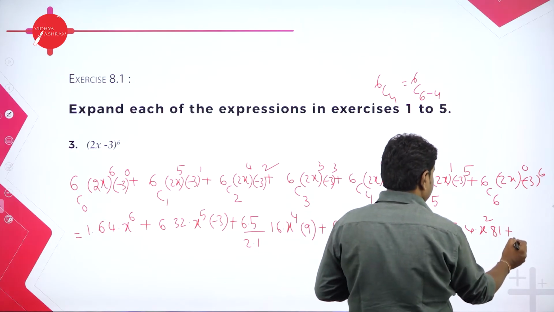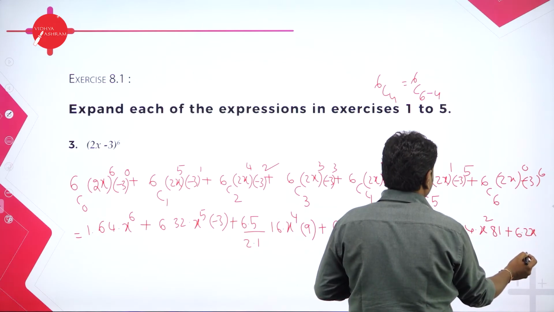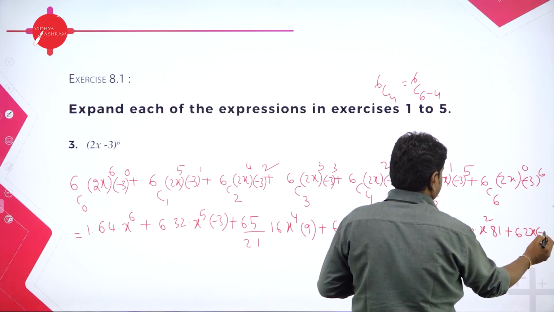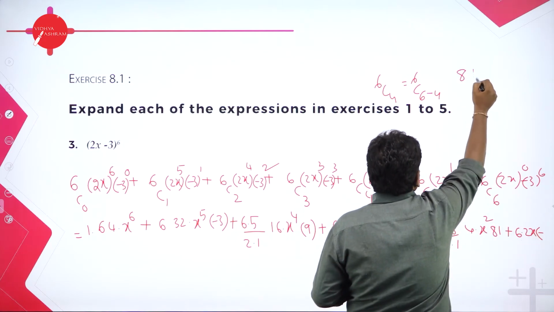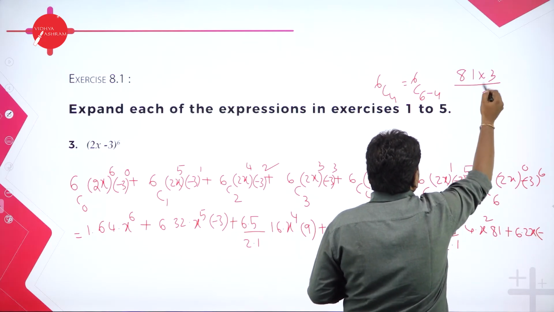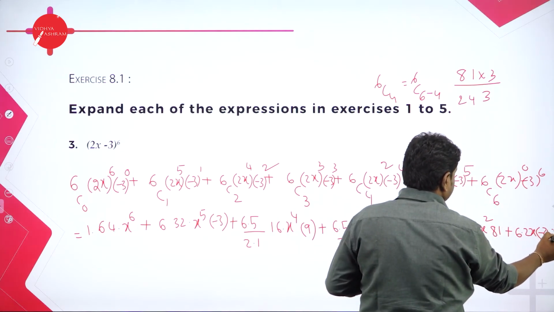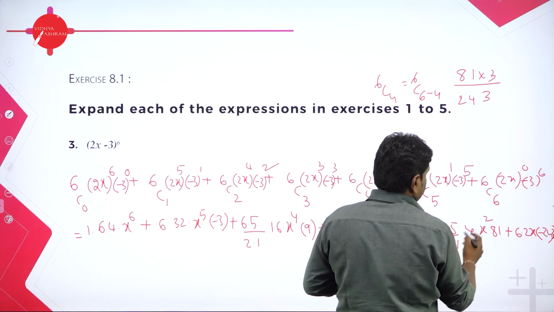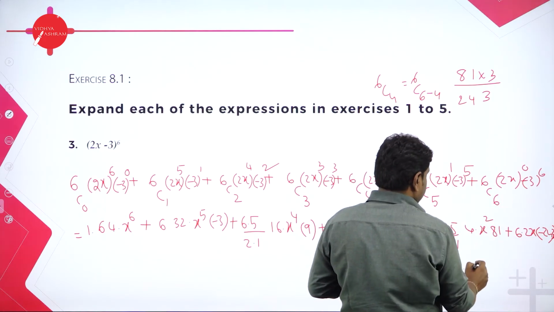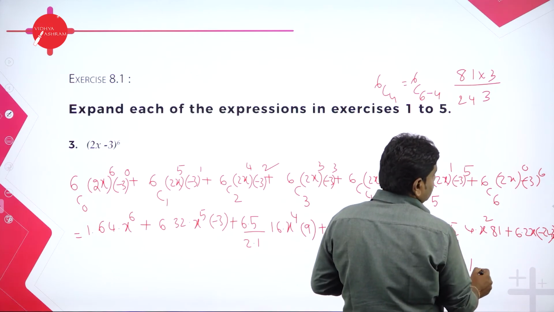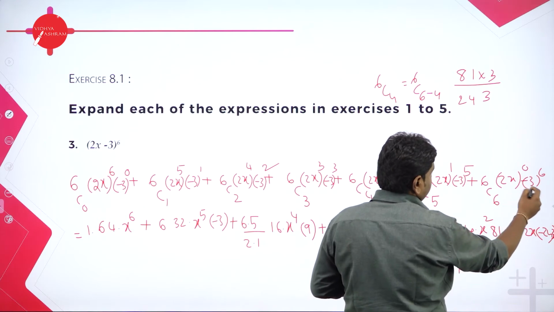Positive. Then 6C5 is same as 6C1, that is 6. 2x, 6 into (2x) to the power of 1, odd power is minus, so minus 3 to the power 5, 81 into 3, 8 3s are 24, 243, minus 243. And 6C6 is 1, and 2 power 0, anything power 0 is 1, and minus 3 power even number becomes plus 3.